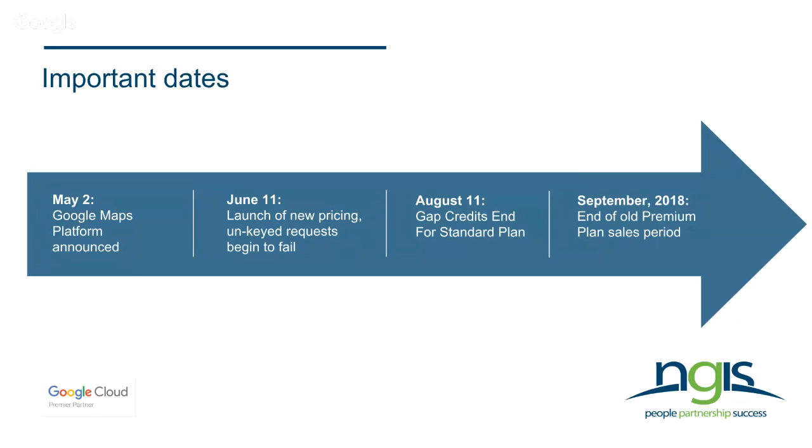And we highly recommend that you check all of your implementations of Google Maps to ensure that when August 11 hits, you do not experience an outage. And then, of course, September 2018 is the end of the old premium plan sales period, and everyone will go onto the new Google Maps platform.